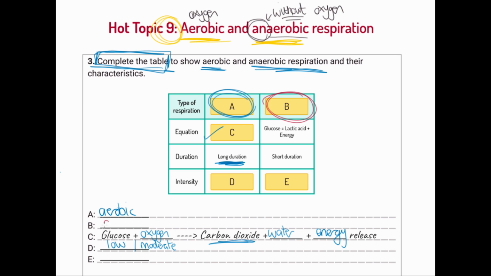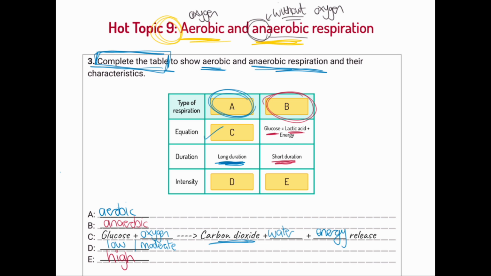Let's move on to the second one, B. Now, process of elimination, we've got anaerobic, but you can also use clues such as short duration, the lactic acid, and just glucose, and there's no oxygen there to help you. And then with our intensity, this is having to work really hard. Short duration, because you can't manage it for very long. So it is a high intensity.